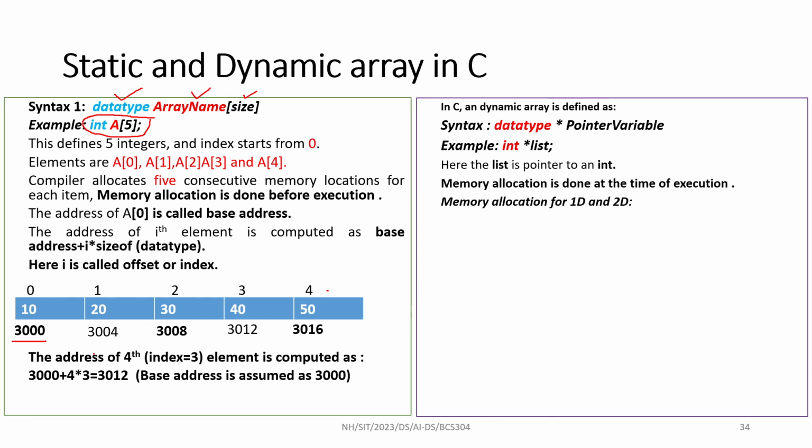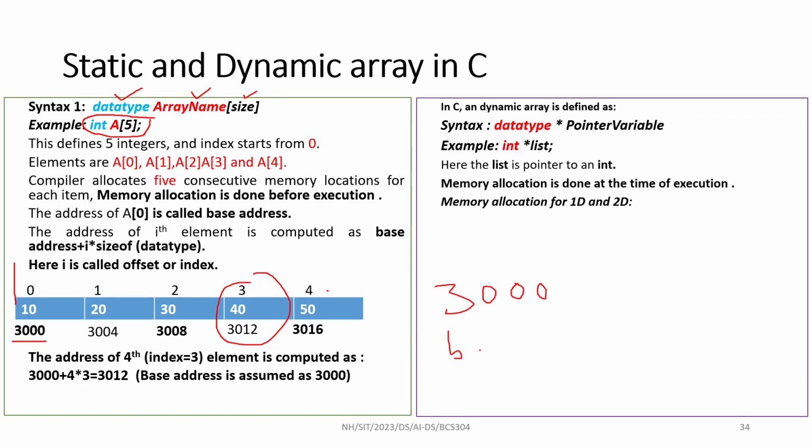Then I need to access the fourth element. This element I need. What is the index? The index value is 3. The element is 40, whose address is 3012. How to calculate that? For accessing an element, I have to start from the base address. Here in this case, it is 3000. The formula goes like this.